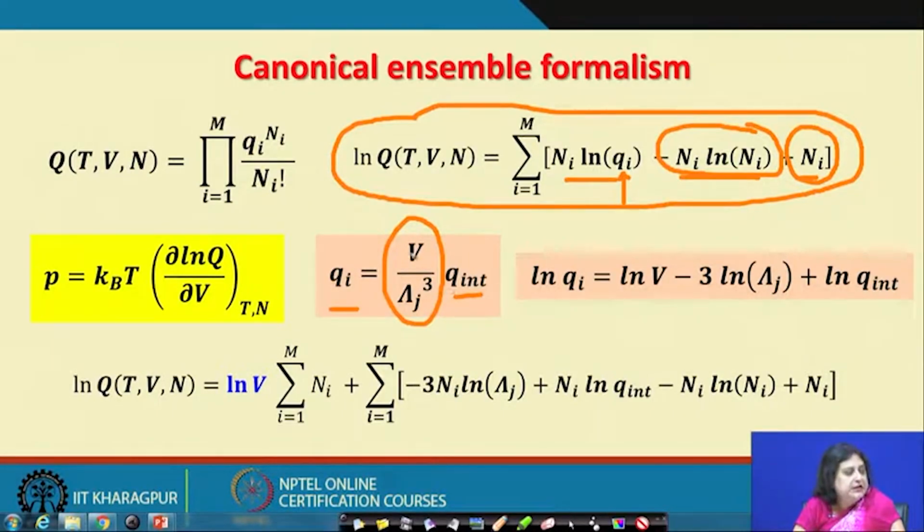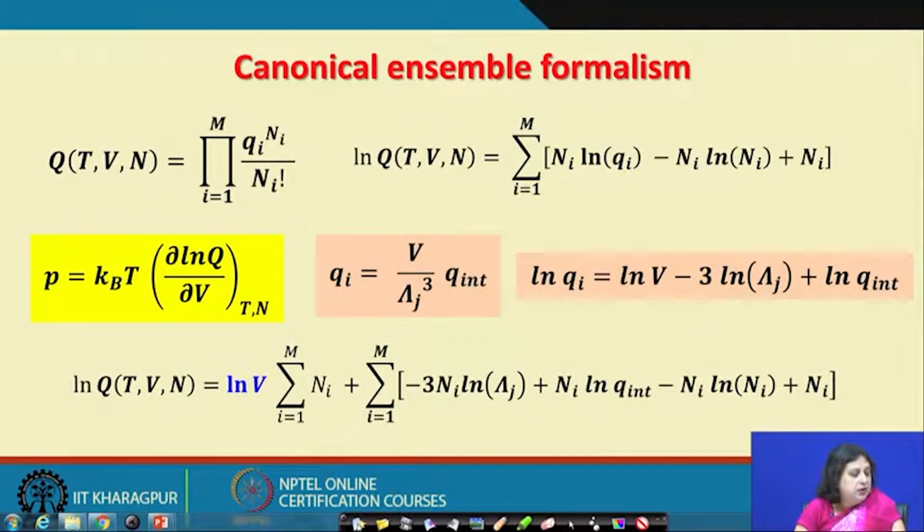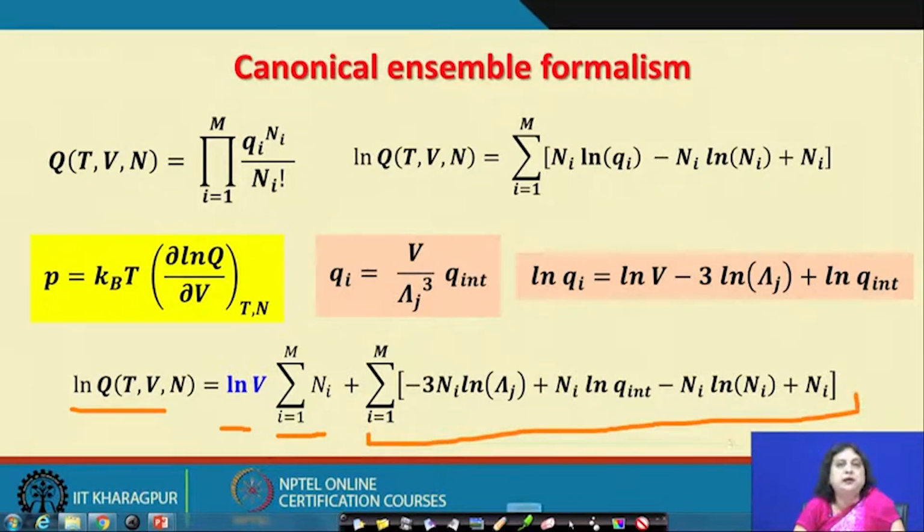Therefore, I would say that the explicit volume dependence of ln Q arises from this ln V term. If I go ahead and calculate the pressure, I should be able to write ln Q(T, V, N) as ln V multiplied by this sum, plus a term that is independent of volume, and it is a constant at a given temperature and total number of particles.